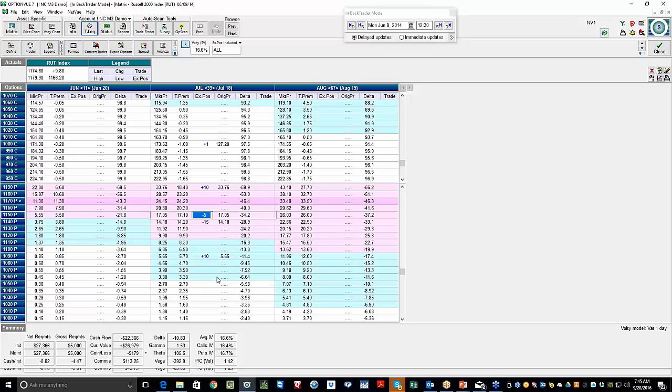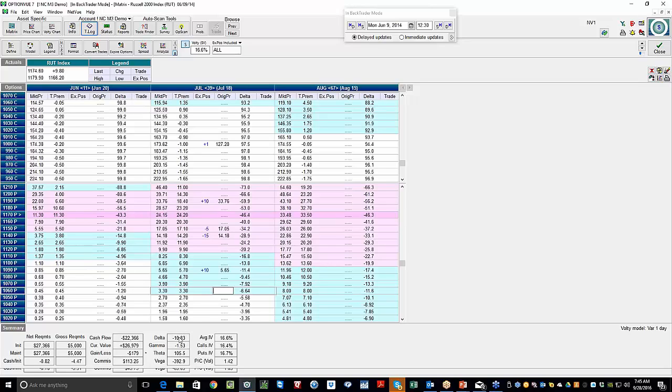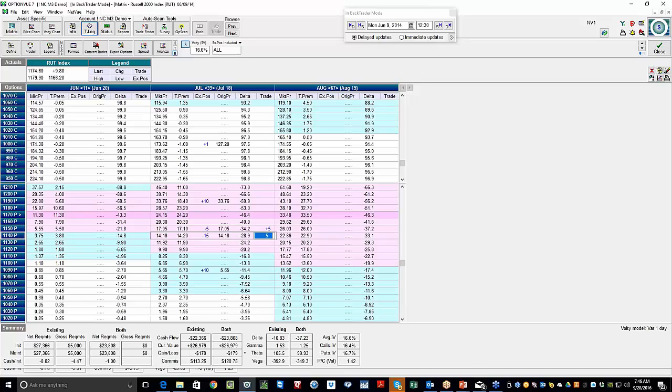And so as you can see here, the whole thing just got moved up. And to correct our delta, to get it into a better shape, I simply took 5 of the original shorts and moved them up 1 strike. So in other words, if we had not done this, our delta would be just a bit high here.